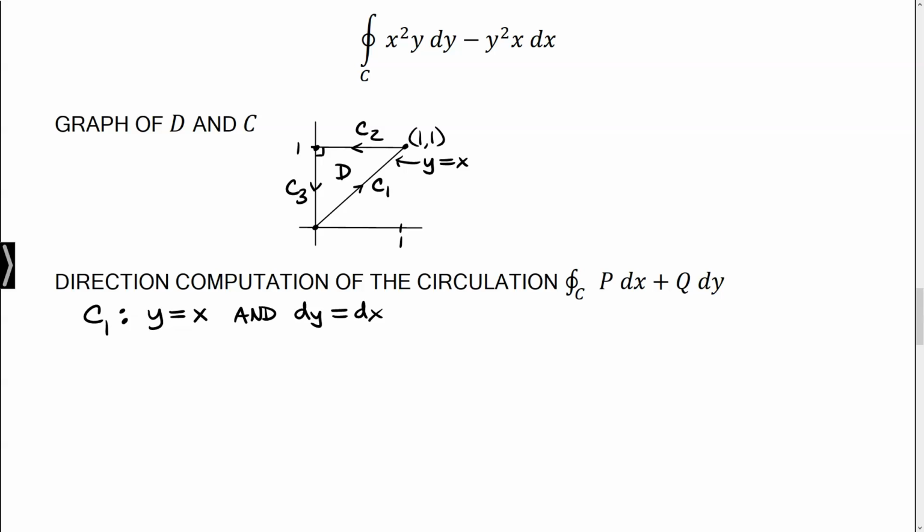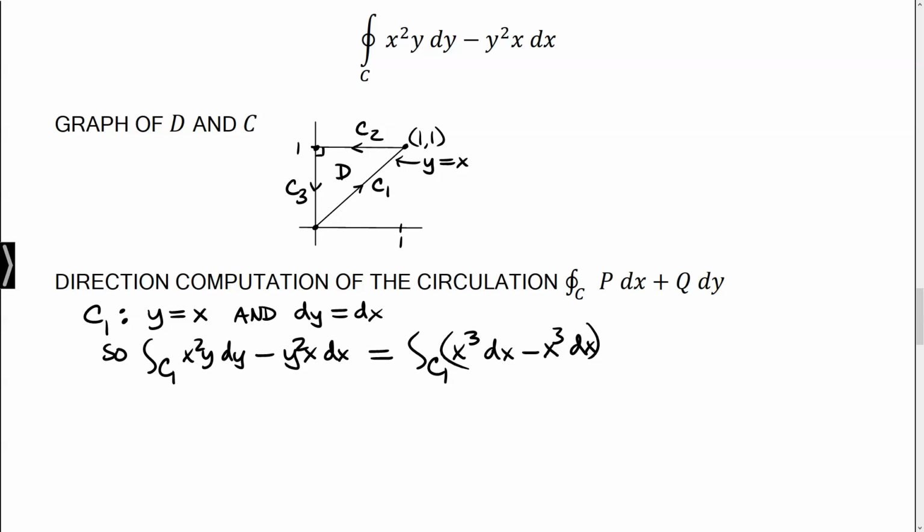So we can do a little trick here. We can show that the integral along C1 of x squared y dy minus y squared x dx. But since x is equal to y, this is really just the integral of x cubed. And since dy is dx, I can just change all the y's to x's. So I can make y into x, dy into dx. So it's going to be x cubed dx minus x cubed dx. And lo and behold, that's just integrating 0. So I end up getting 0 along there.